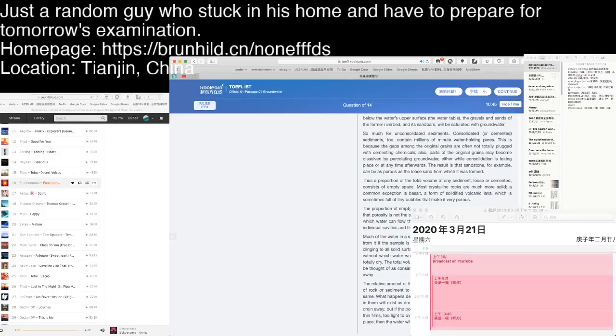What happens depends on the pore size. If the pores are large, the water in them will be too heavy for surface tension to hold and will drain away. But if the pores are small enough, the water will exist as thin films, too light to overcome the force of surface tension holding them in place. Then the water will be firmly held.